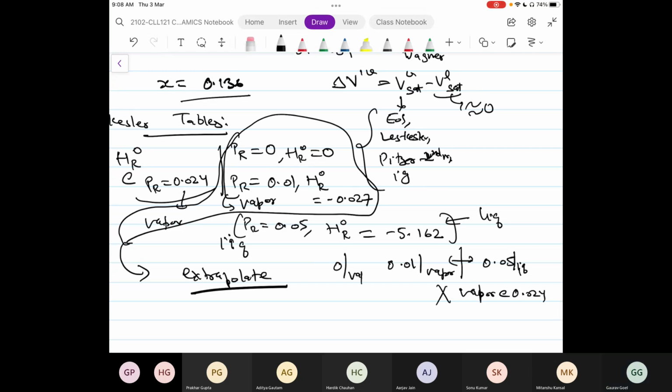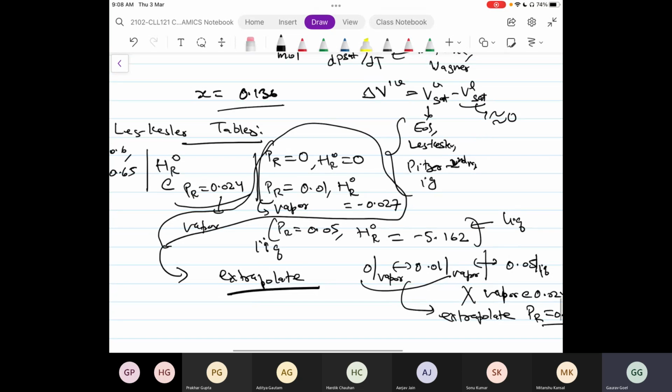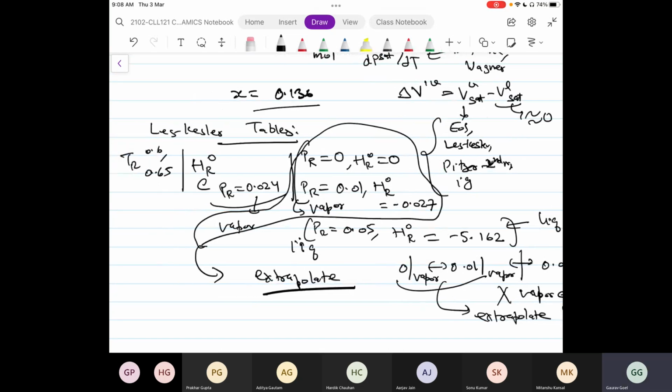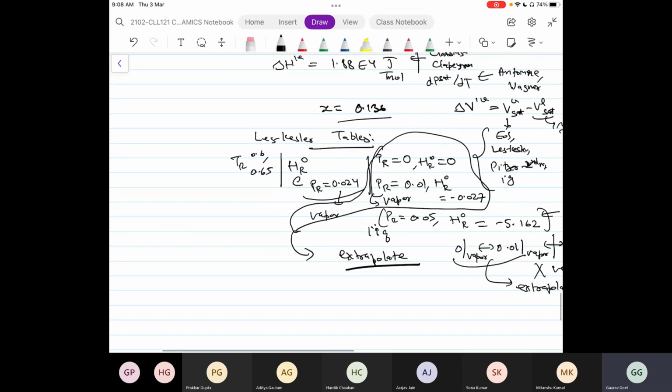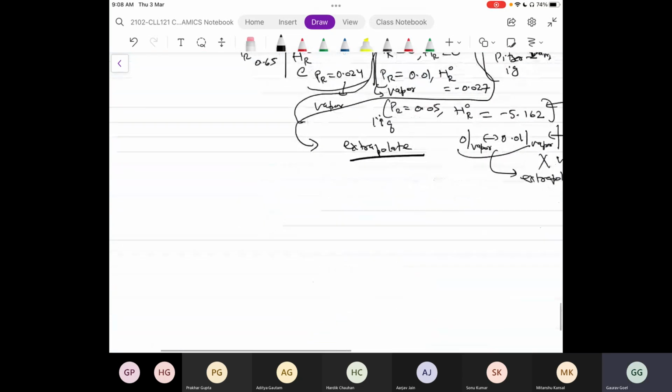So rather, what I am doing is extrapolating to the target pressure of 0.024. In general, I would want to interpolate, but if that option is not available, I am forced to extrapolate. All right. Any query on that?